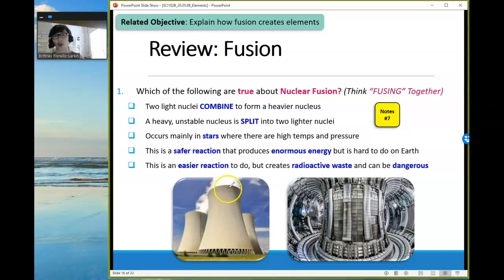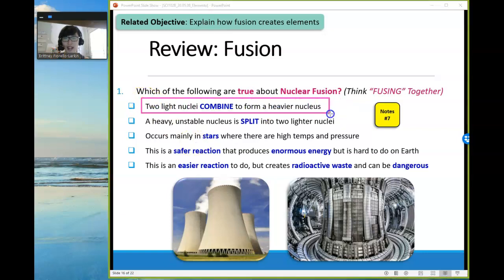All right, so taking a look here, when you think about fusion, again, you think about fusing together. So the easiest one to get is the first one, that 2 light nuclei combine to form a heavier nucleus, right? That should be really obvious because that's what the word fusing means. They come together. All right, so 2 light nuclei, like 2 hydrogens, come together to form something bigger like helium. Now obviously this next one isn't going to make sense then. This is actually nuclear fission, which is fizzing apart, where we take something and we fizz it apart into things that are smaller, but that's the opposite, so that's clearly not our answer.